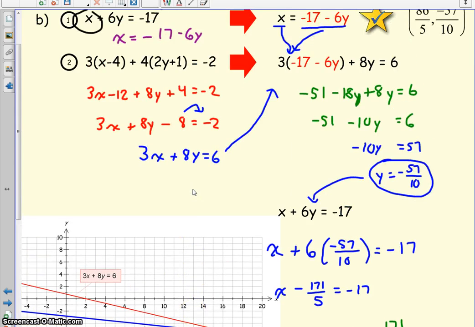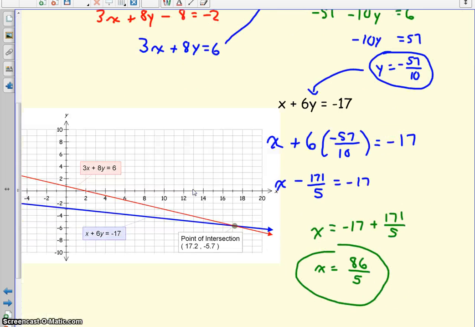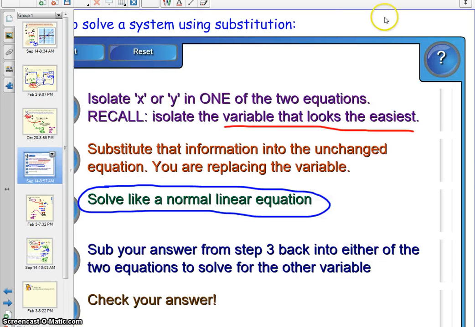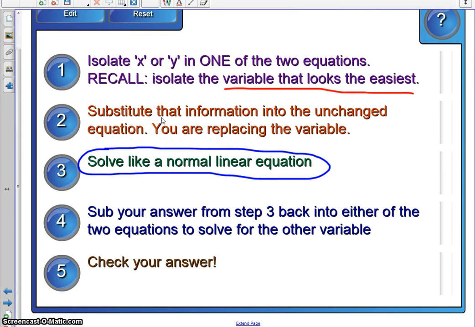So that's the whole idea of substitution. And again, there's a certain series of steps that you can follow every single time to get your answer. If you forget them, they're right here. Once you've gone through a bunch of them, it'll become a lot easier. So please make sure you do the homework and get lots of practice in.